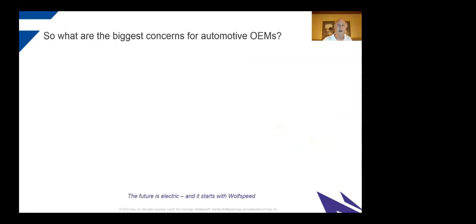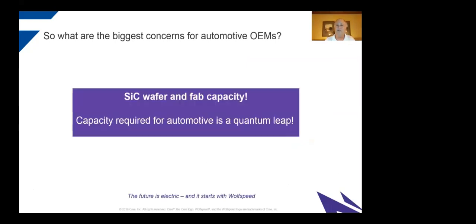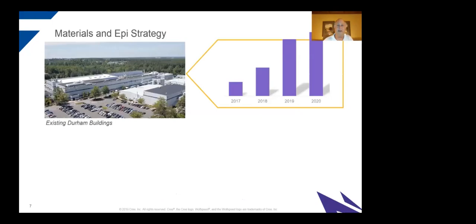So what are the biggest concerns from all of the automotive OEMs that we talked to? The number one concern is silicon carbide wafer and fab capacity. Because as we get into these automotive quantities, particularly for the inverter, which takes a lot of amps, capacity demand for silicon carbide is essentially a quantum leap. It's a very large increase from where the market is today. So I'm going to tell you what Cree is doing about that.